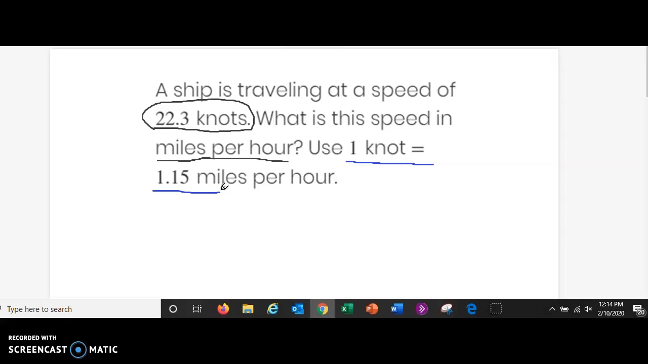So if we're going to be converting this, I need to come up with a plan. And I have to think, what operations am I going to use to find out how many miles per hour 22.3 knots is? Well, I'm not looking for a difference. I'm not adding something all together. I need to do multiplication because I'm going to take the 22.3 knots and multiply it times 1.15 miles. That tells me how many miles are all together.